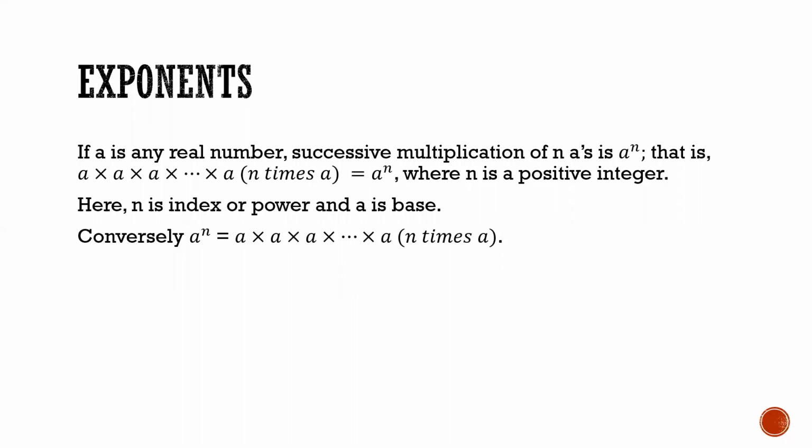If a is any real number, then the successive multiplication of a, n times, that is a into a into a into dot dot dot into a, n times, is exactly equal to a to the power n, where n is a positive integer. Here n is the index or power and a is the base. Conversely, a to the power n equals a into a into a into dot dot dot into a, exactly n times.